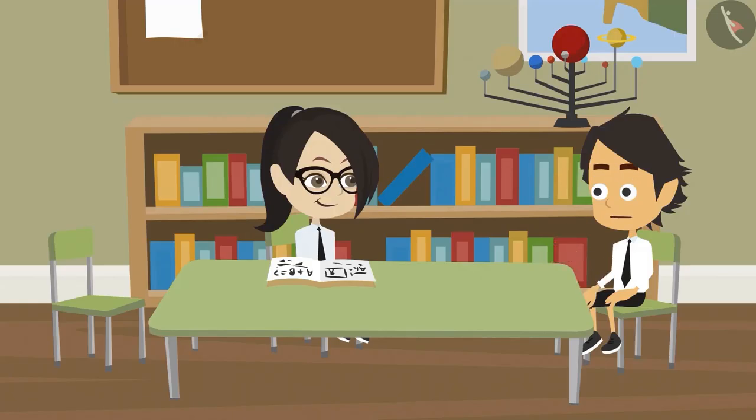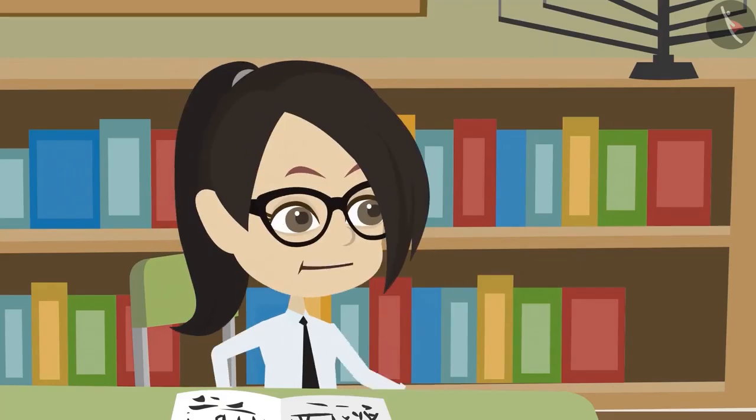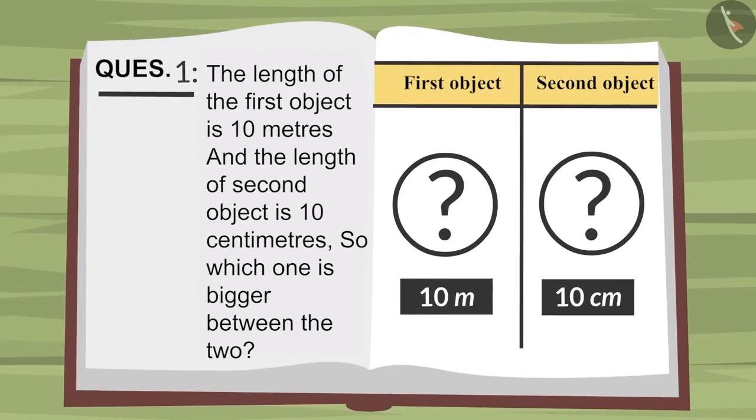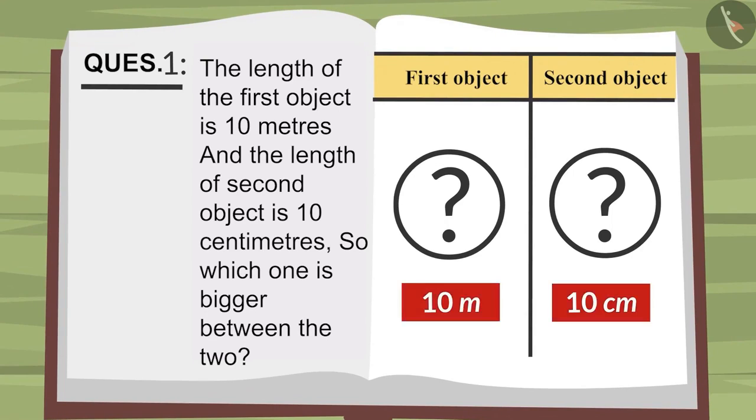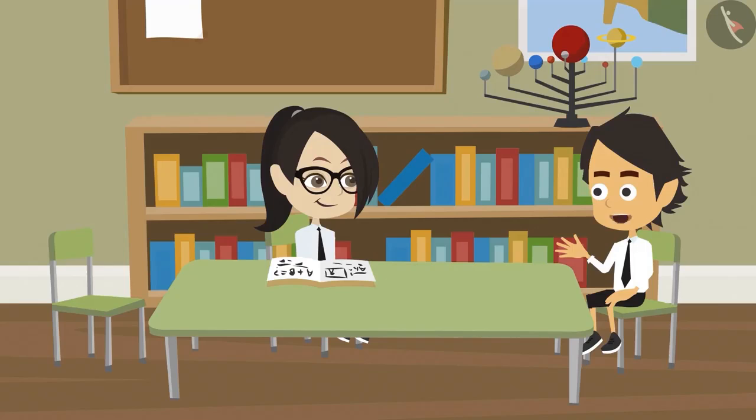What is there to think in this? This is a very easy question. It is not easy. It is a wrong question. Look properly. The length of both the objects is 10. That means both of them are of the same height. Oh no, you got it all wrong.